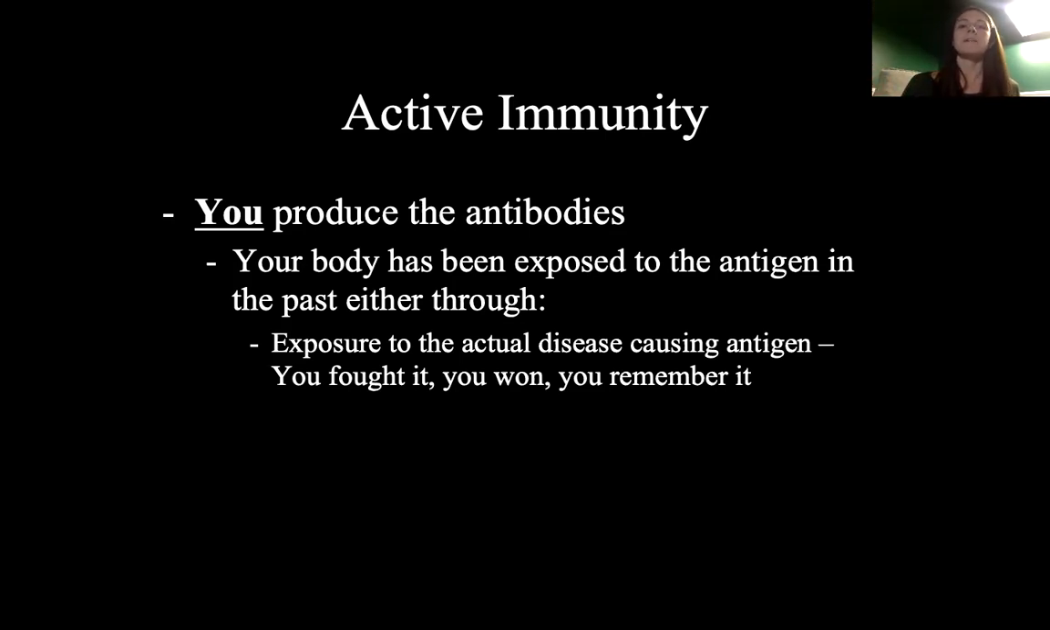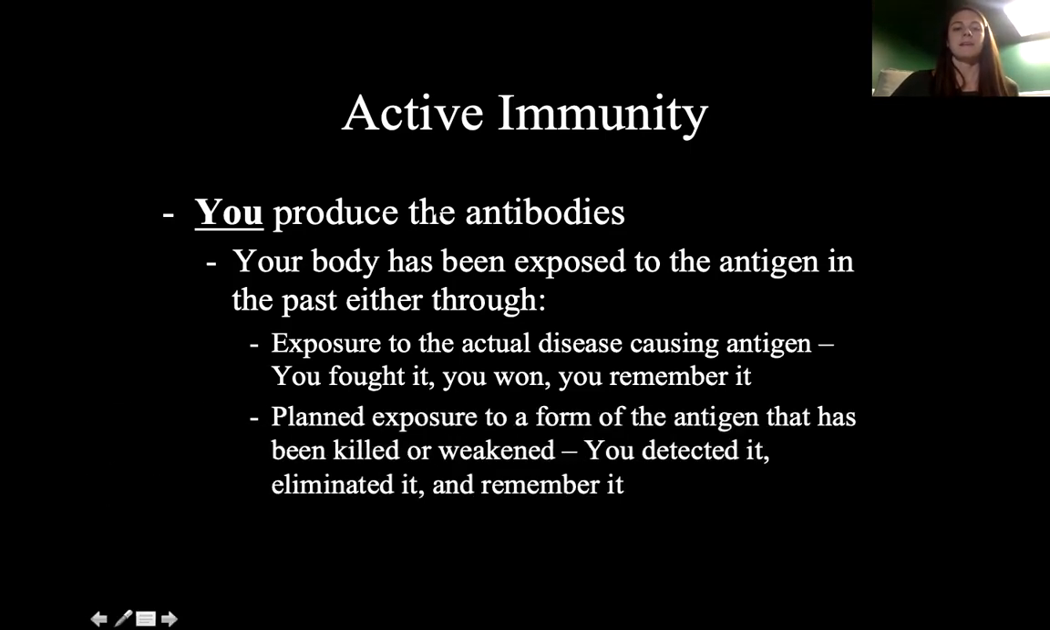Now, the problem with the flu is it mutates each year. So each year when you catch the flu, it's not the same antibodies you need from the year before. The other way your body can produce antibodies is by a planned exposure to a form of the antigen that's been killed or weakened. Your body detects it, eliminates it, and remembers it.